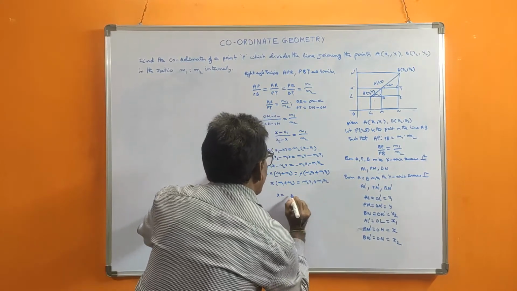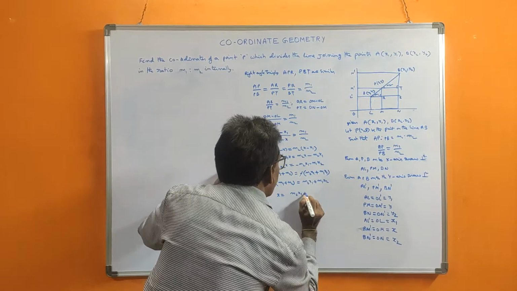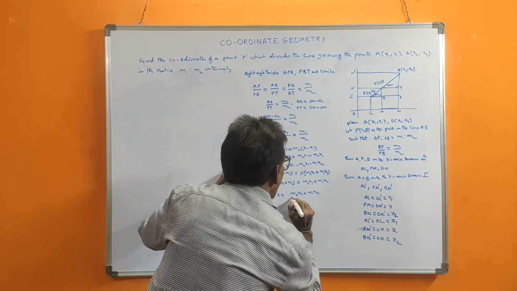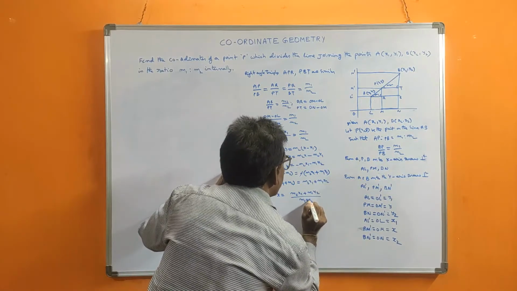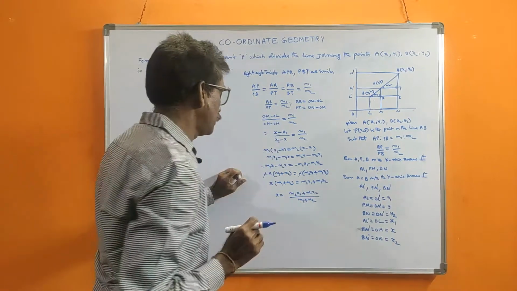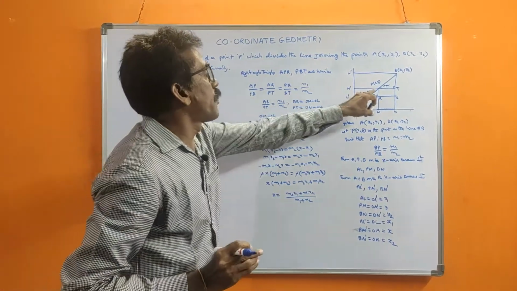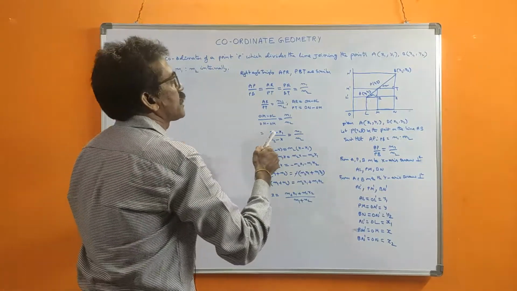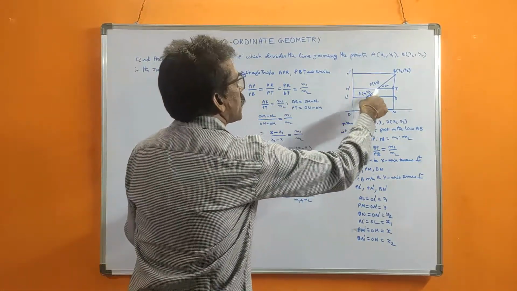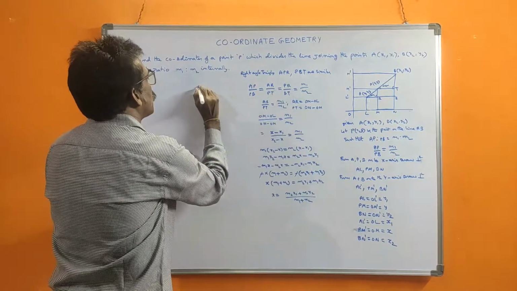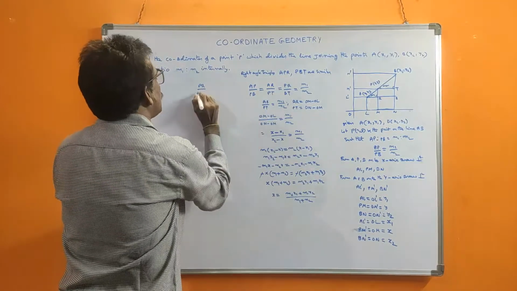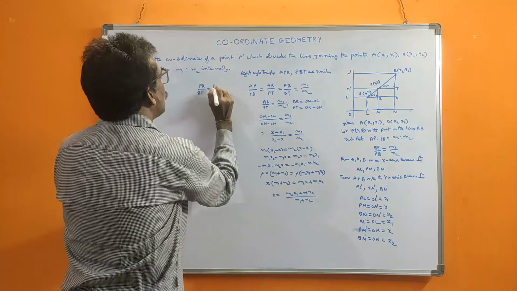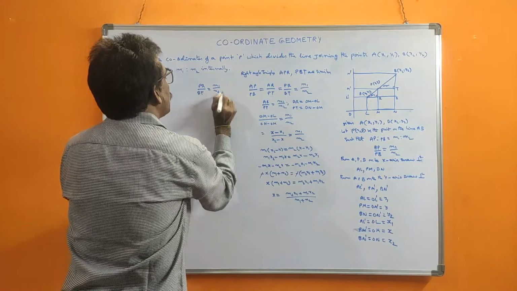Now we want X, so X is equal to (M2 X1 plus M1 X2) whole by (M1 plus M2). This is the X coordinate of the point P. In the same way, take vertical ratios. Vertical ratios are PR by BT, so PR by BT is equal to M1 by M2.